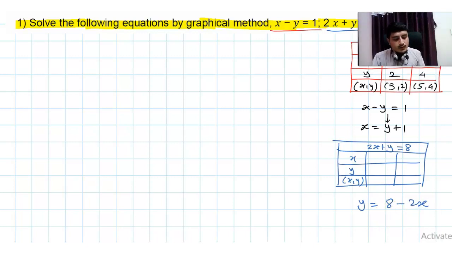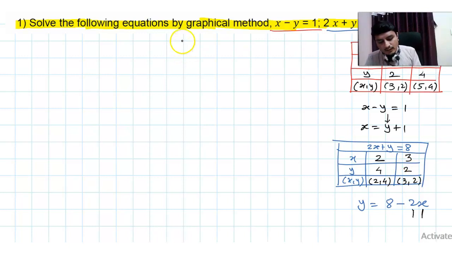So once we assume the value of x is 2, let it be. 2 2s are 4. 8 minus 4 is 4. So the value of y is 4. So the coordinate 2 comma 4 lies on the line 2x plus y equals 8. Now once we assume the value of x is, let it be 3. So we get 2 3s are 6. 8 minus 6 becomes 2. So the coordinate is 3 comma 2.